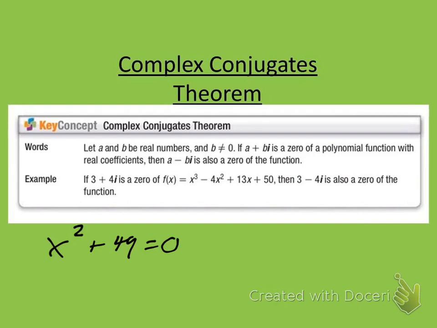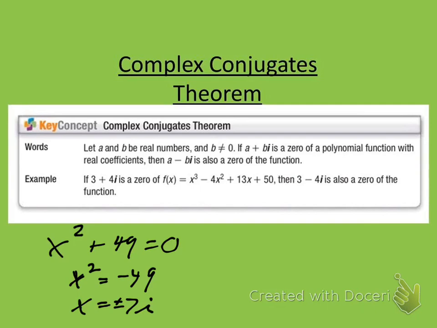X squared plus 49 equals 0. X plus 7, x minus 7? Nope. Close. You have to move the 49 over, right? Because that left side doesn't factor. So x equals plus or minus 7i, right? Because you took a square root, you got a plus and minus. And you got an imaginary because when you took that square root, it was negative.